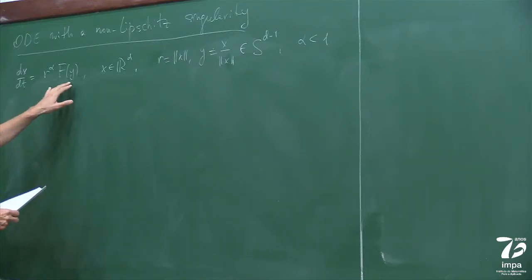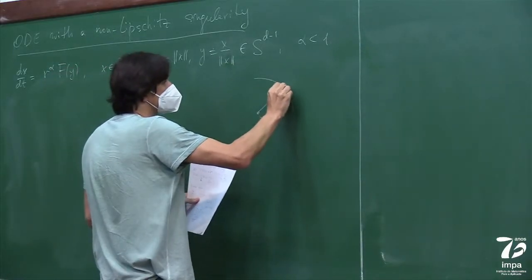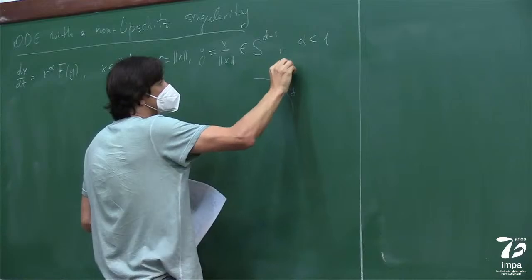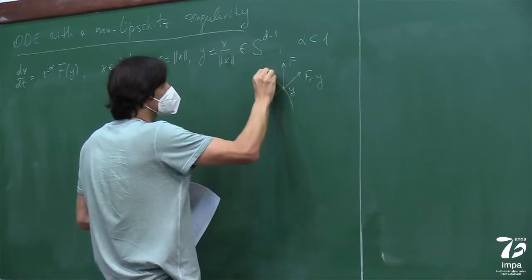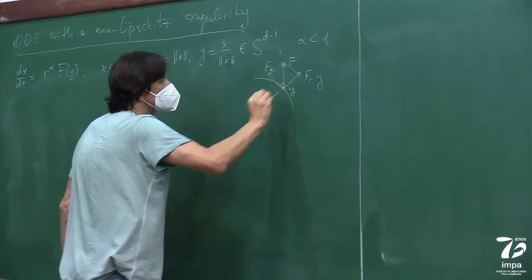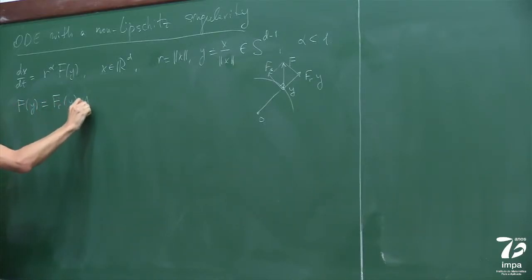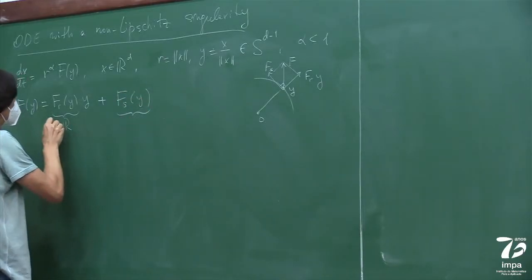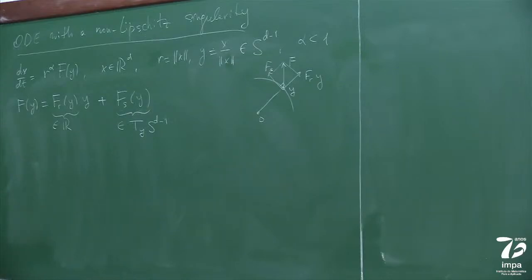Okay, and then this function f: we have 0, we have a unit circle, so we have that y point here, and the vector f, capital F, can be expanded into the radial part f_r(y) times y and the tangential part, so f(y) is f_r(y) y plus the tangential part, which is in the tangent plane to the sphere at point y.